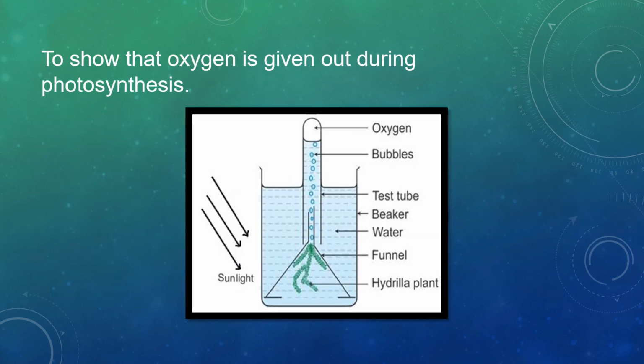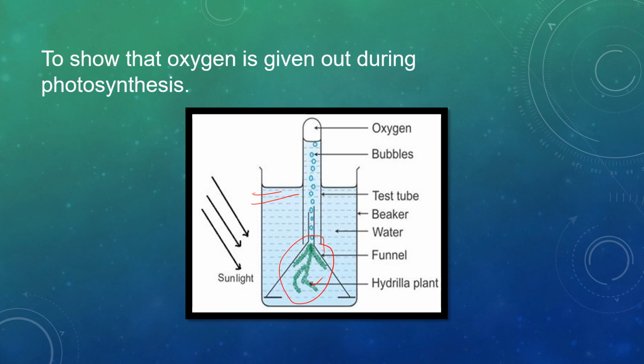To show that oxygen is given out during photosynthesis, this is also another important experiment. So we are showing here that oxygen is given out during photosynthesis. Now we are taking some hydrilla plant here. What is the experimental setup? One hydrilla plant is taken and we are placing it inside a beaker containing water.